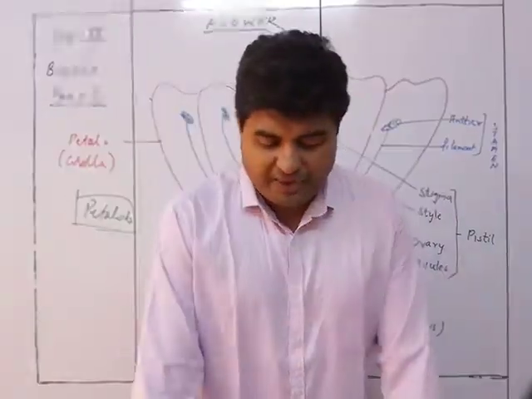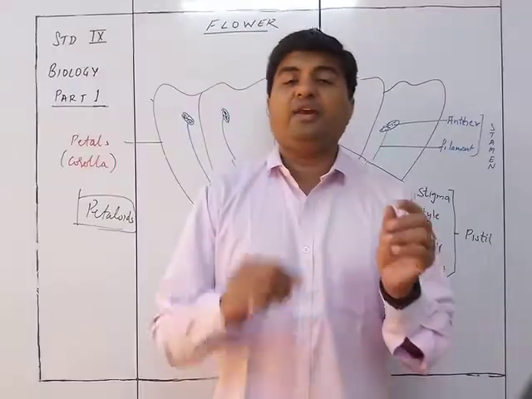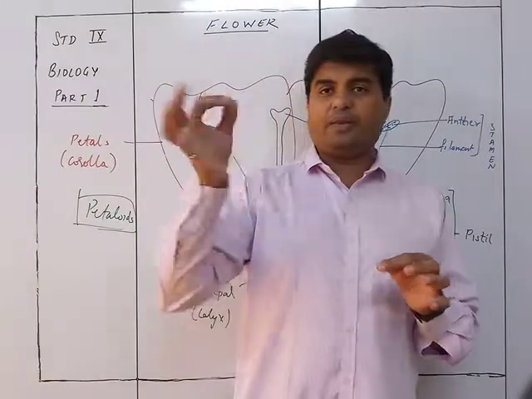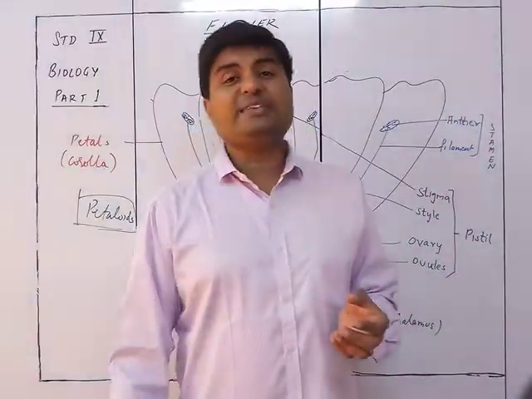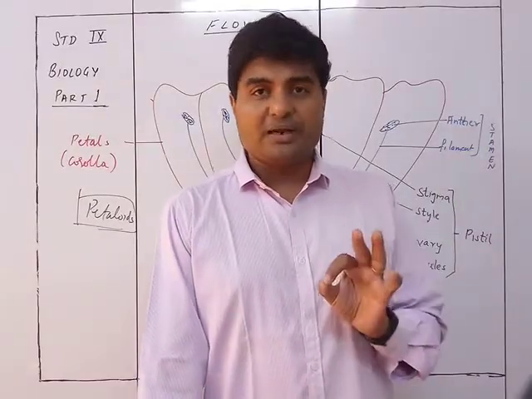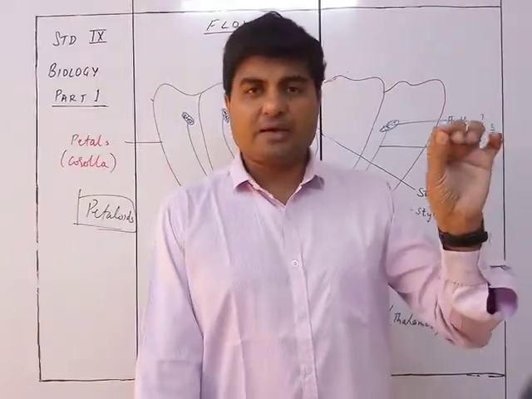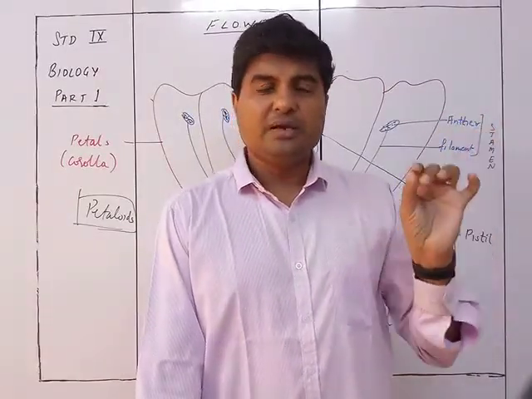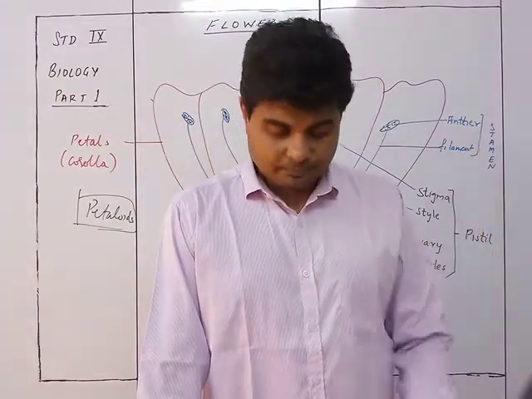Now they can be free, again the same thing as in sepals. If free, each and every petal is separate. You can separate out each one, like rose petals. If each and every petal is separate, we call it polypetalous. We can see the names are the same. In the sepals it was polysepalous because they are sepals; here they are petals, so polypetalous.